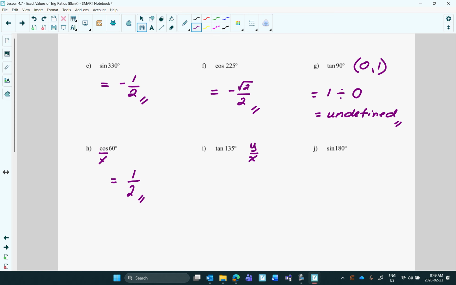At 135. So what's the coordinate at 135? Negative root 2 over 2, comma, positive root 2 over 2. So we have to do the y divided by the x. Root 2 over 2 divided by negative root 2 over 2. Well, we don't have to change this to multiplication. What do you get when you divide something by its negative self? Negative 1.